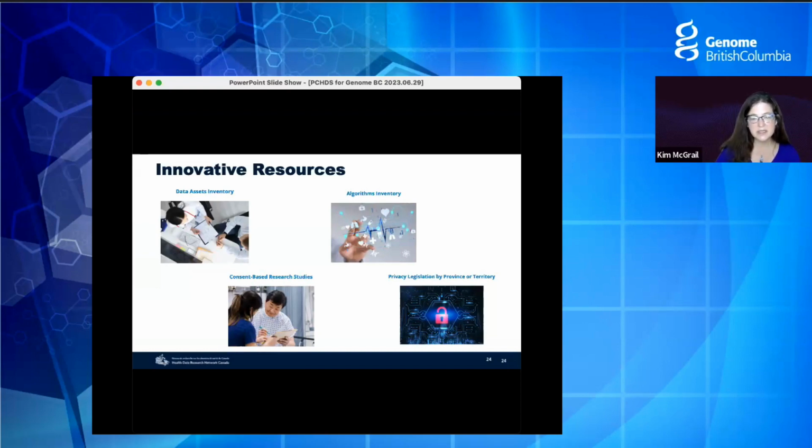This is particularly encouraging because now with the Tri-Council Policy Statement enabling broad consent for data linkage, this is a really big opportunity to think about the ability to do longer term follow-up with data over time. All of these things are available on our website.